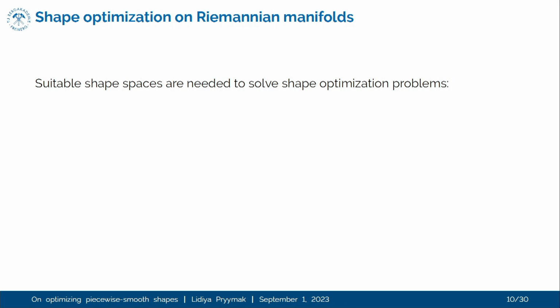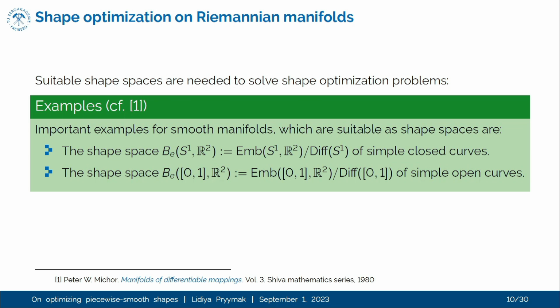So, we talked about shape spaces and how we want them to look like, and now we want to look into two examples for suitable shape spaces. It is maybe a bit similar to some shape spaces we have already seen. We have the shape space of simple closed curves and the shape space of simple open curves. You can find, for example, in the book Manifolds of Differential Mappings by Peter Michor, but there are many works of Peter Michor and Mumford on these shape spaces, and they examine the different metrics on these shape spaces.